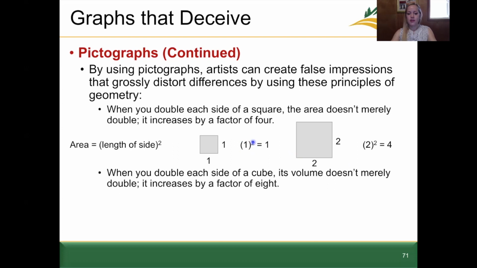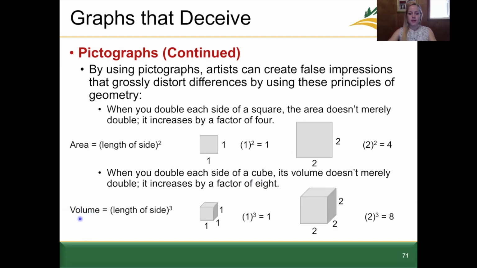Another example geometrically, when you double each side of a cube, its volume doesn't merely double, it increases by a factor of 8. So we know the formula for volume, it's the length of a side cubed. Here each length is 1. When we cube 1, that volume is still 1. If we double each side here to 2, and then we cube 2, our volume is 8. So this increased by a factor of 8. So again here, seemingly small changes geometrically can actually make a pretty large impact visually.